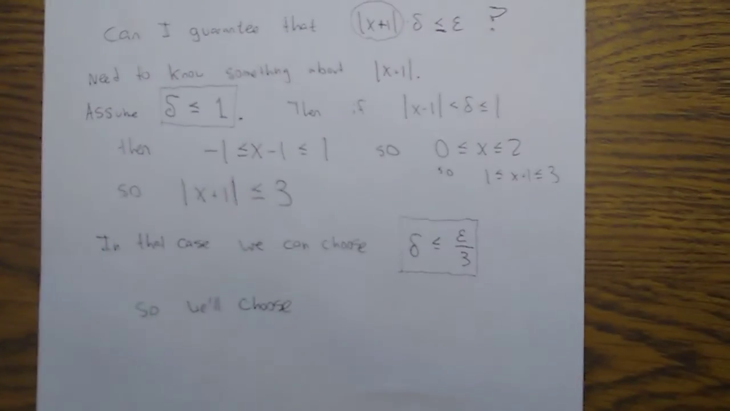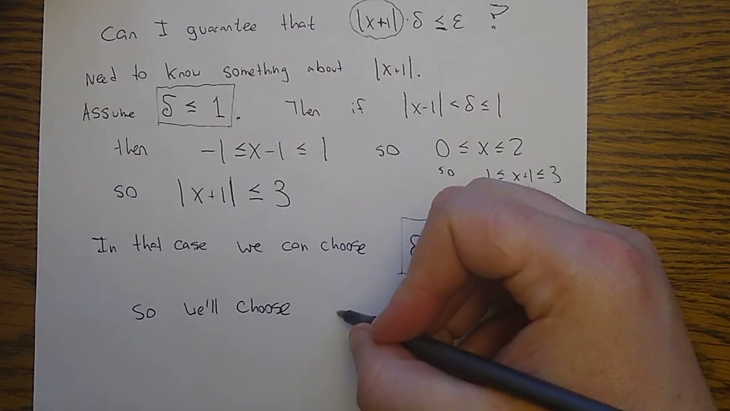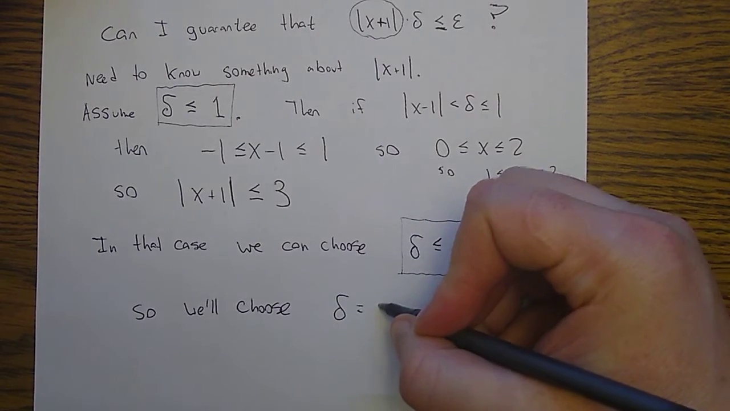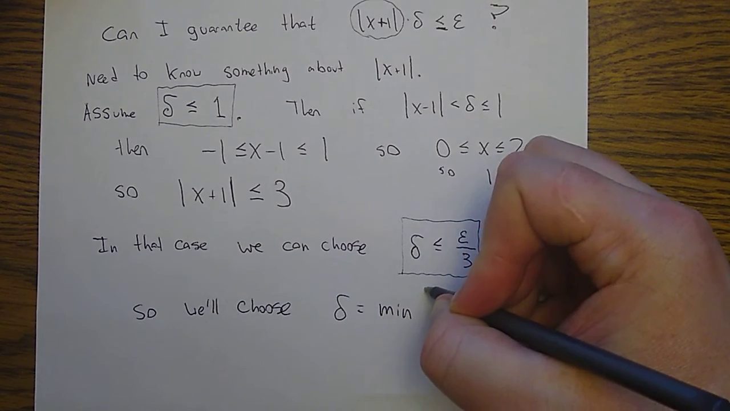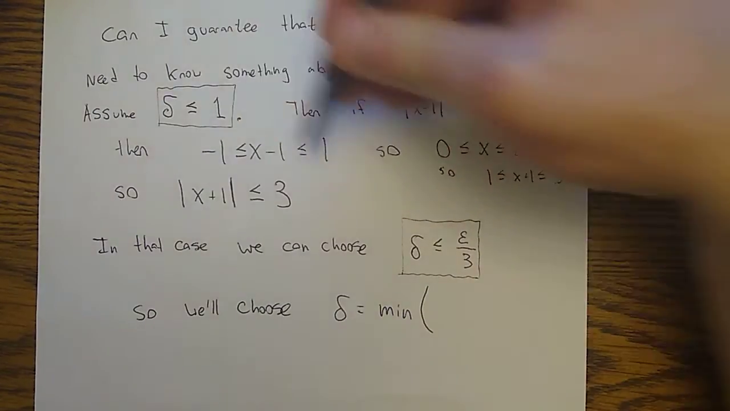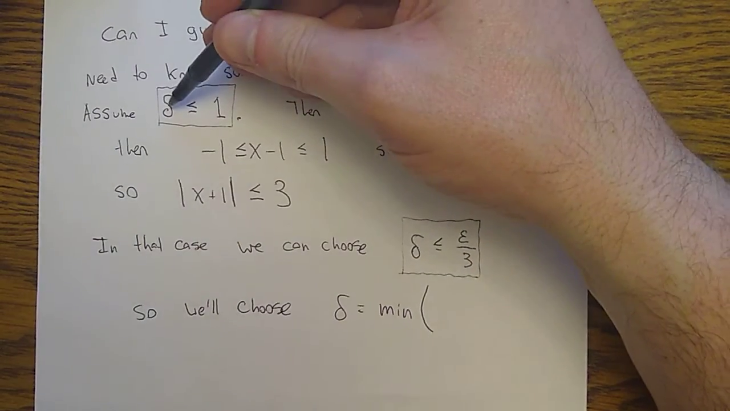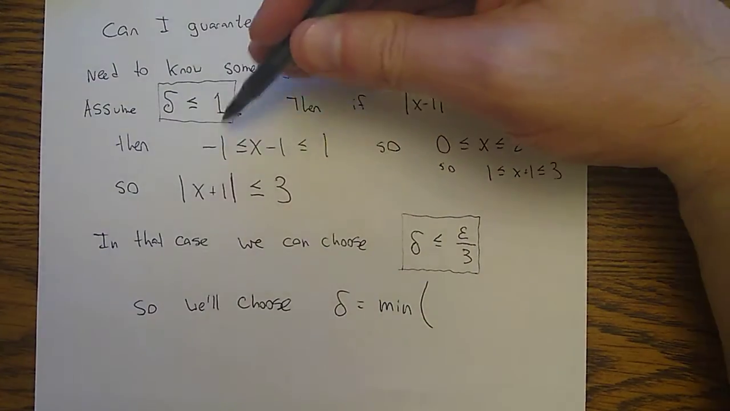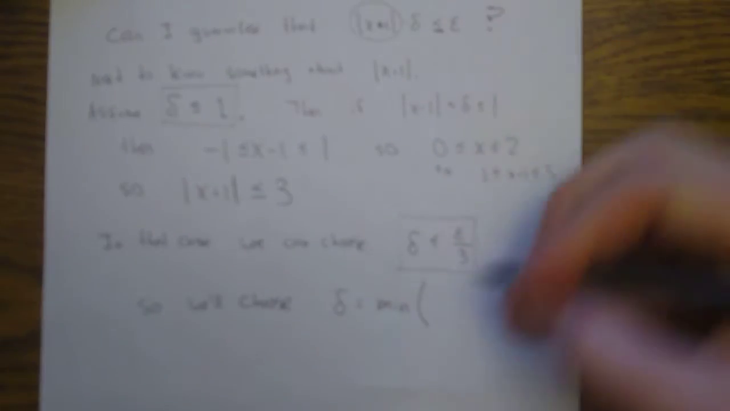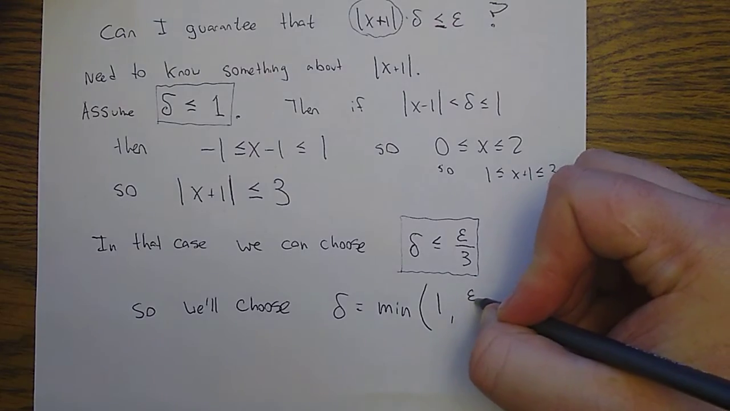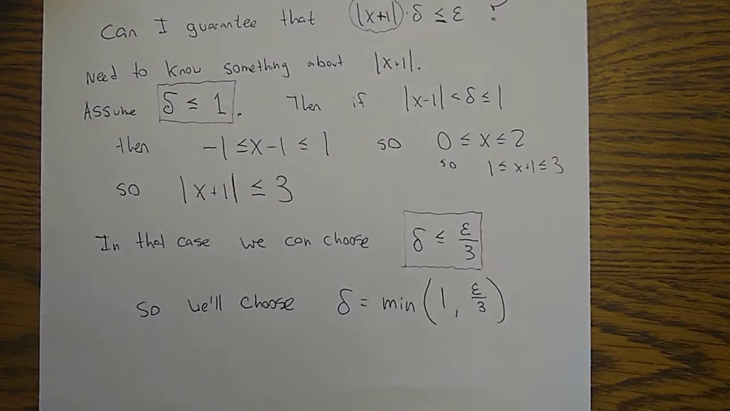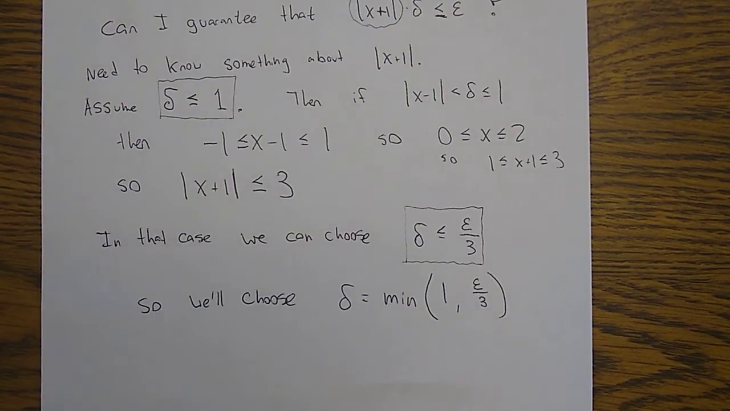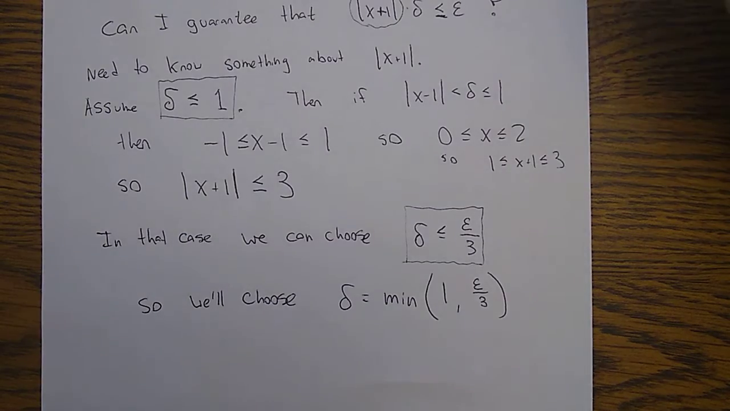So I'm about to try to write a formal proof, and in my formal proof I'm going to choose delta to be the min of these 2 things. Whichever number is smaller. I just want delta to be less than or equal to this number and also less than or equal to this number. So I'm just going to choose whichever one of these numbers is smaller. Delta is the min of 1 and epsilon over 3.